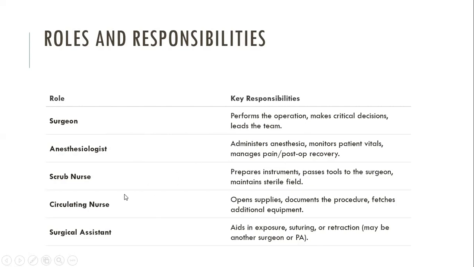The scrub nurse is the one that prepares instruments, passes tools to the surgeon, and maintains the sterile field in the operation theater. Circulating nurse is basically a non-sterilized nurse. He opens supplies, documents the procedure, and fetches additional equipment which is required during the surgery. Surgical assistant is an assistant to the main surgeon, and he aids in exposure, suturing, and retraction, and may be another surgeon or surgical assistant.